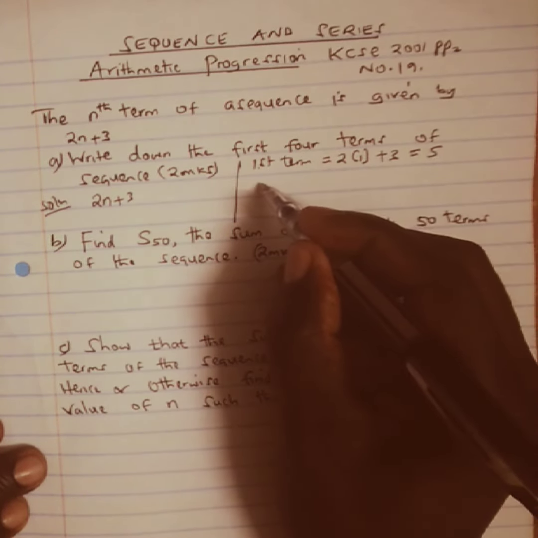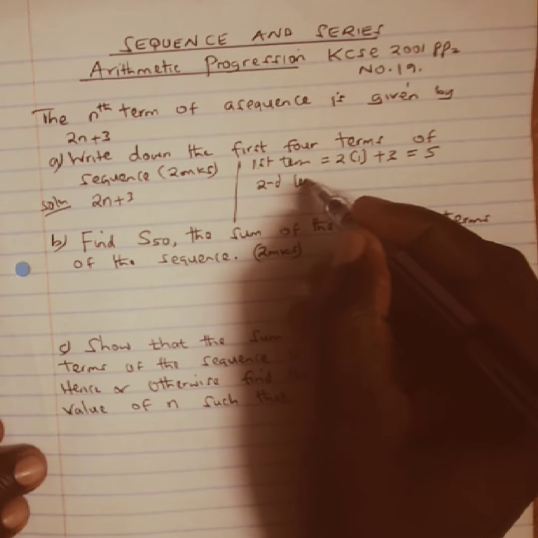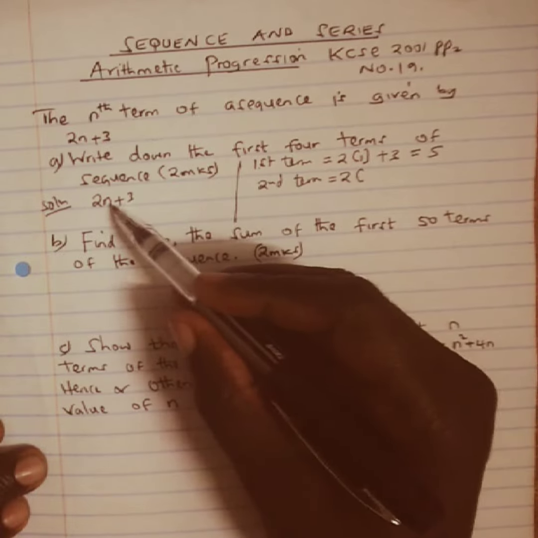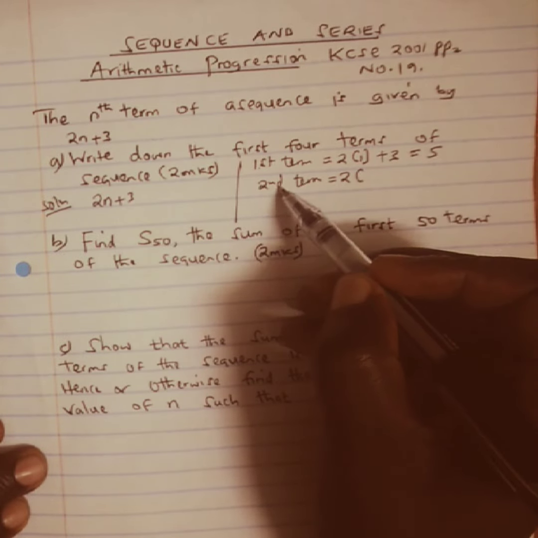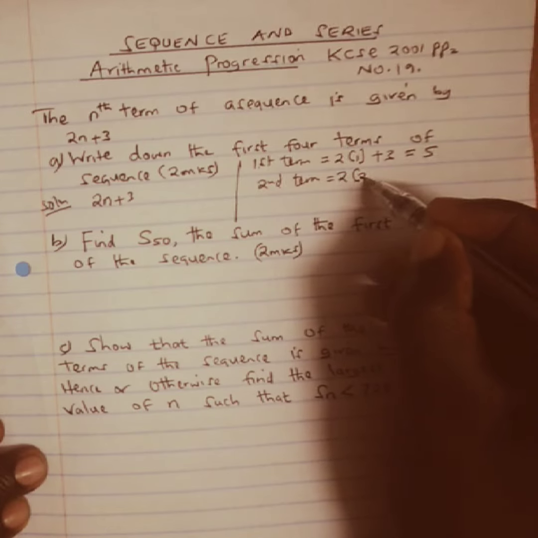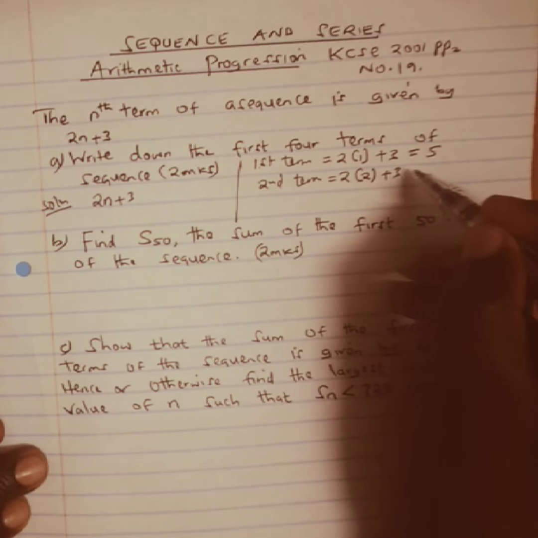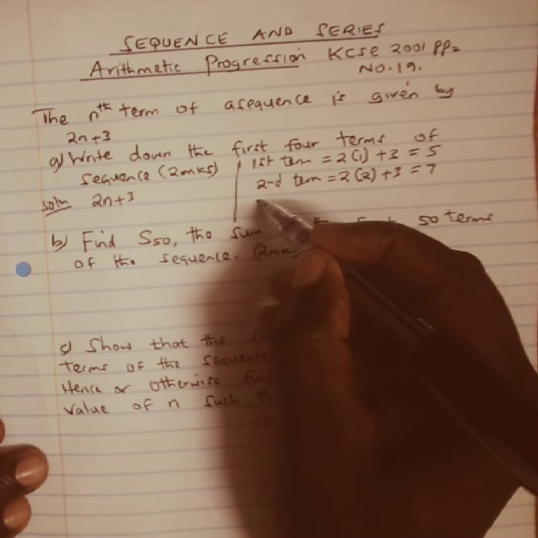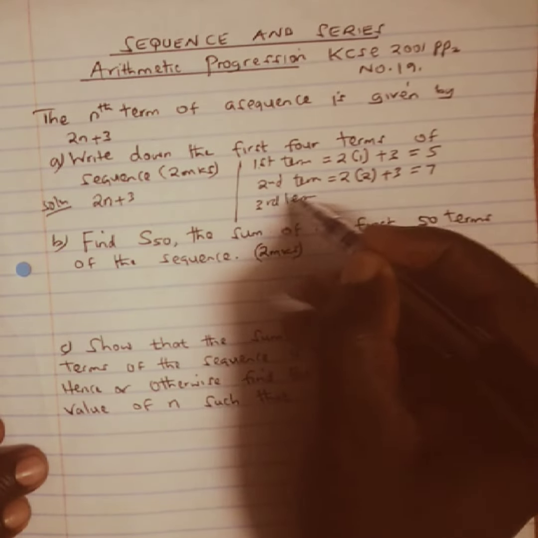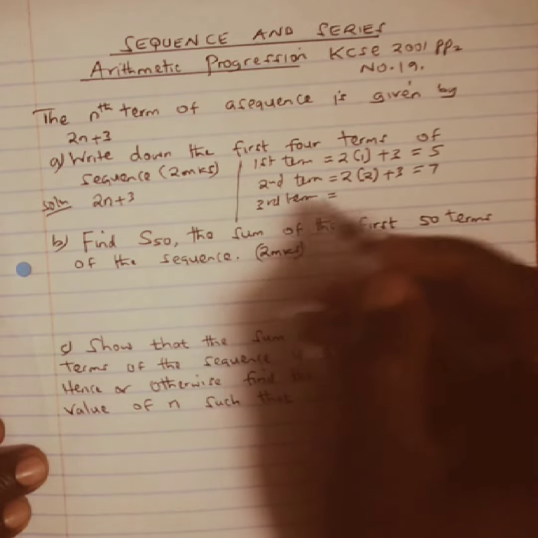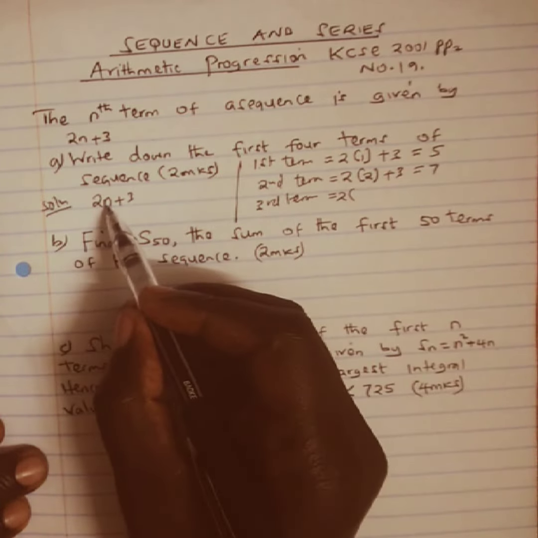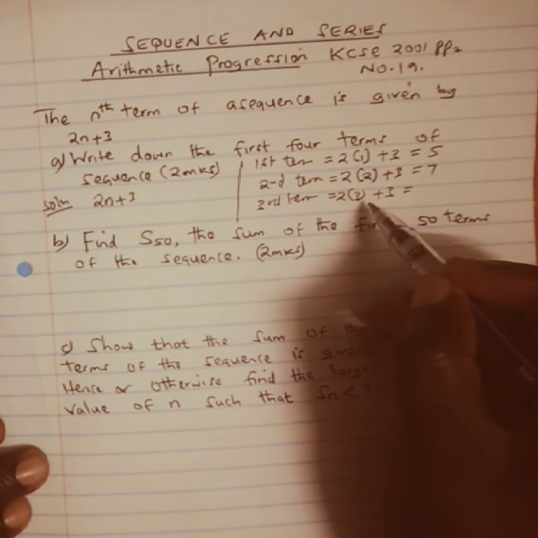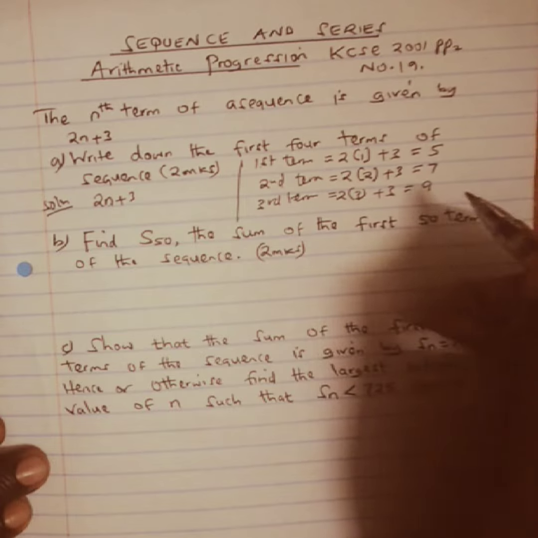For the second term, we will have 2 into n, and we know when we talk about the second term, n is 2, so we multiply by 2 then add 3. This one is going to be 4 plus 3, which is 7. We talk about the third term, where n is 3, so we are going to have 2 multiplied by n, which is 3. We add 3. This one is going to give us 6 plus 3, which is 9.